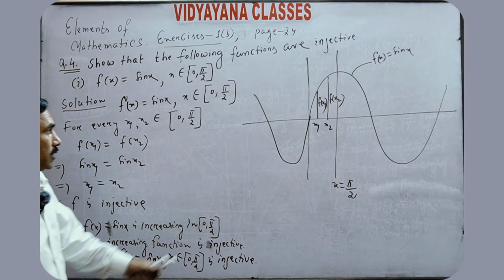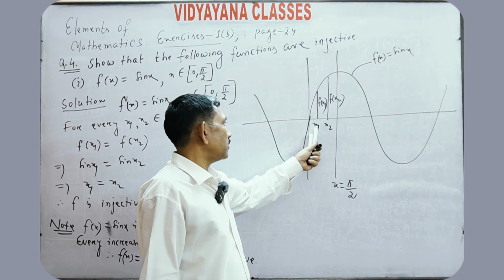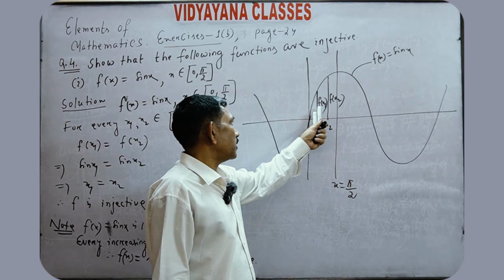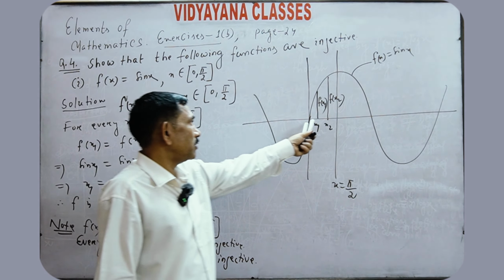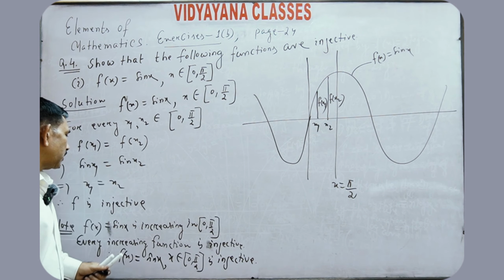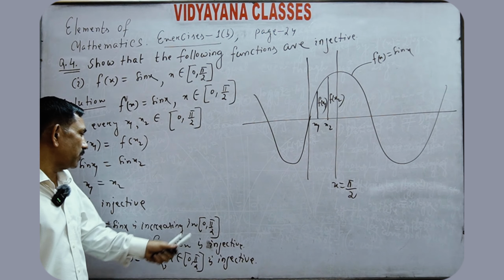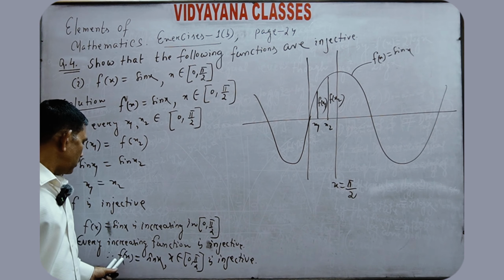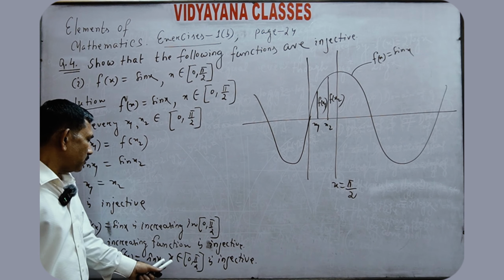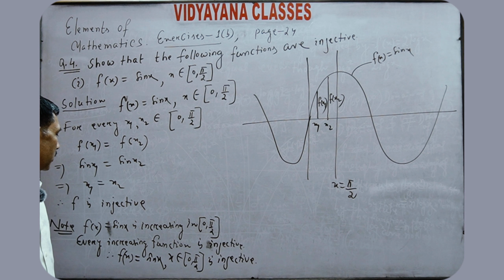f(x) = sin x in this interval: x2 greater than x1 gives f(x2) greater than f(x1). In this interval, the function is increasing. f(x) = sin x is increasing in [0, π/2]. Every increasing function is injective. So f(x) = sin x on [0, π/2] is injective.